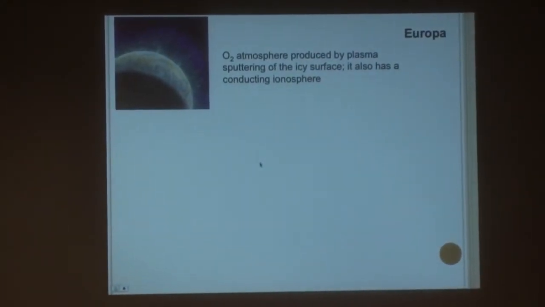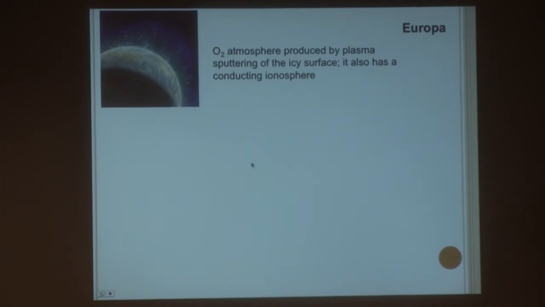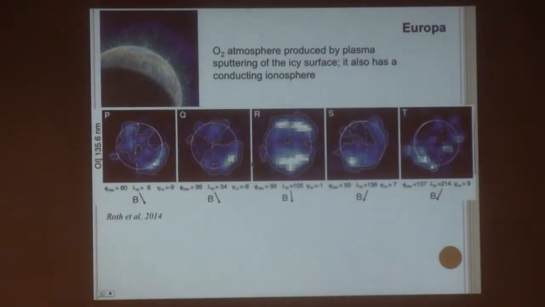And so quickly, I'm just going to do Europa and Enceladus, and then I'll stop. Europa has an O2 atmosphere that's produced by plasma sputtering of the icy surface, so a very different production of the atmosphere than Io, but it also has a conducting ionosphere. Fran showed the plume observations. These are the normal aurora. This is a different oxygen emission line that doesn't show the plume, which is why we knew the plume is probably water.